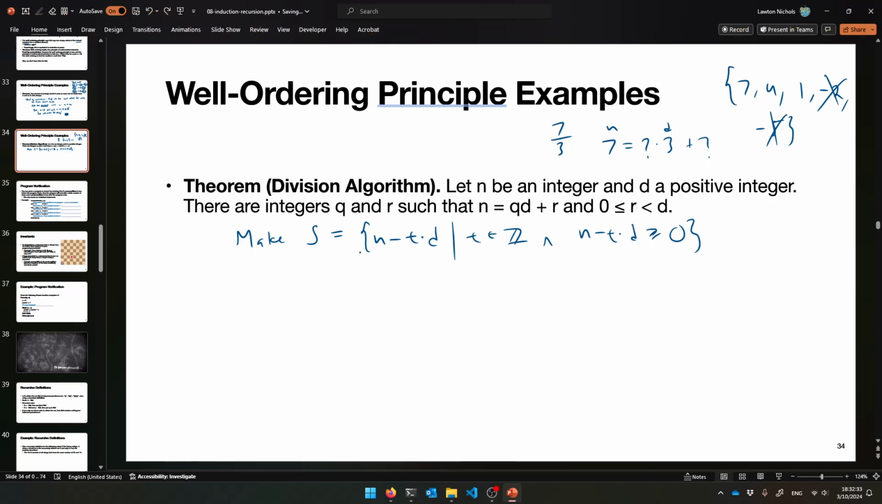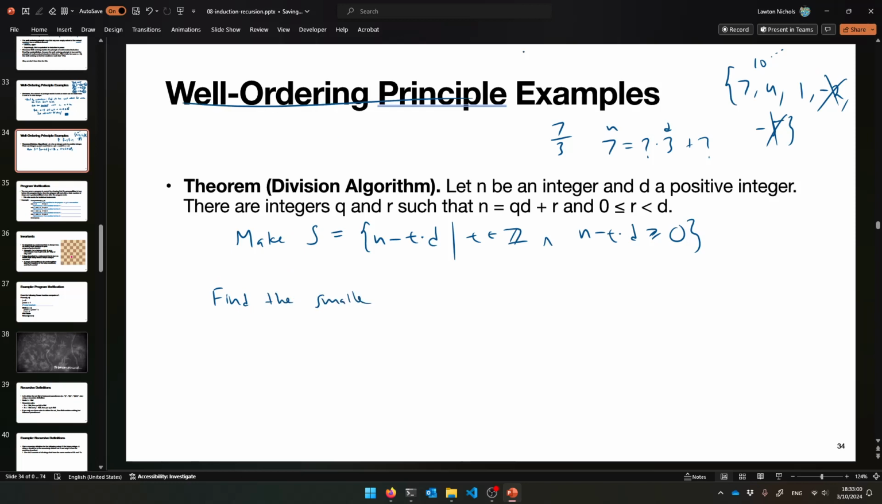I could go bigger as well. I could use minus negative 1 times 3. That's fine, so that'll put 10 in here. But I'm going to build this set. It is an infinite set because you can make things bigger. So what we're going to do now is find the smallest element in this set S. See what I'm doing now? This is actually the remainder, isn't it?